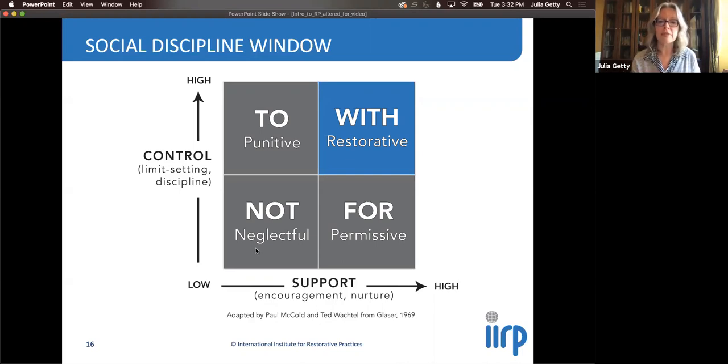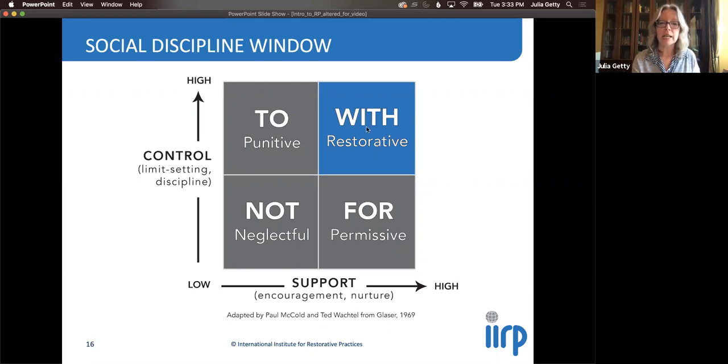So you can see the first quadrant we talked about is what we call the not quadrant. So that means nobody's doing anything. It's not happening, also known as neglectful. Again, the high control, low support, we call that the to box because people are doing things to other people and often in a punitive manner. The high support, low control box, we call that the for box. We also call that being permissive. So letting people get away with things, losing that sense of accountability.